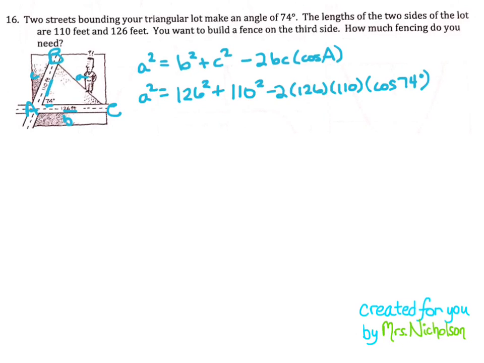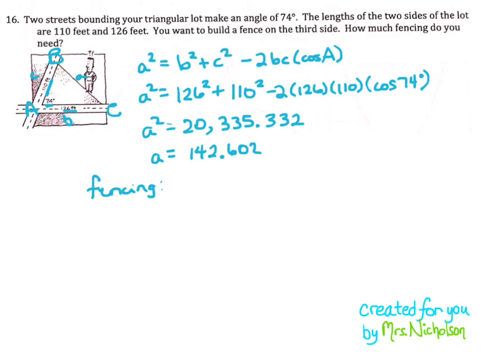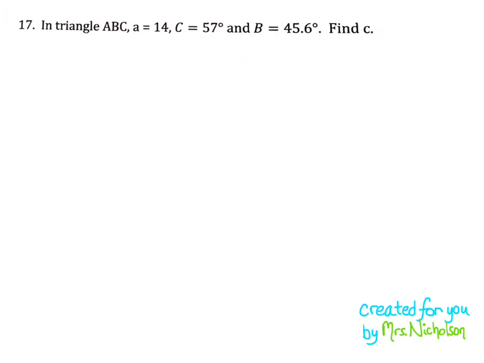Again, make sure your calculator is in degree mode, and we can enter all of that in, and we get a squared equals 20,335.332, which is obviously not the length of the side. We need to square root. And so A is equal to 142.602. And so that's the length of our third side of the lot. But the question said, how much fencing do we need? And so really we need to add all of these together. If we add the 142.602 to the 110 and the 126, the fencing we need is 378.602 feet. All right, let's try the next question.